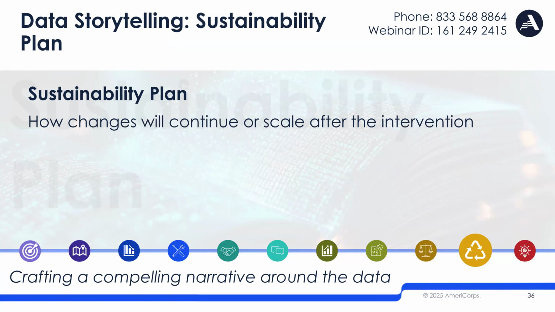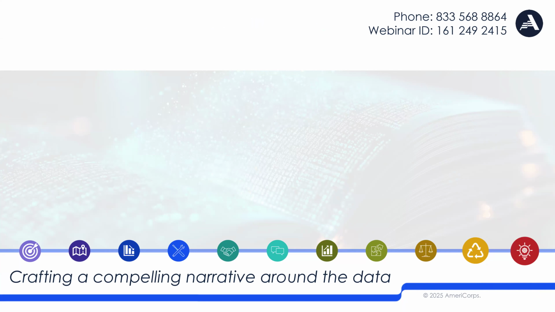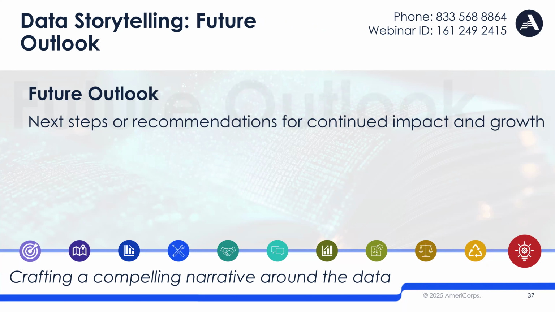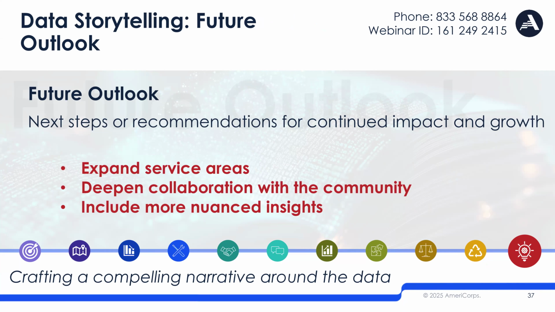The sustainability plan explains how our interventions will have a lasting effect. We didn't just build a system, we built a toolkit that anyone can use. We trained the team so these improvements stick around long after our project ends. Finally, we need to share our future outlook. Where do we go from here? We're looking at reaching more neighborhoods, working with more partners, and getting even better at understanding our community needs.